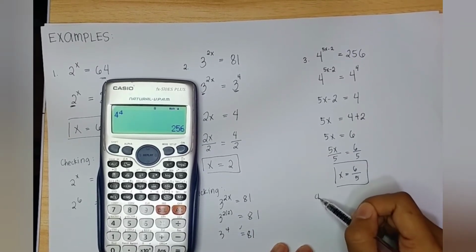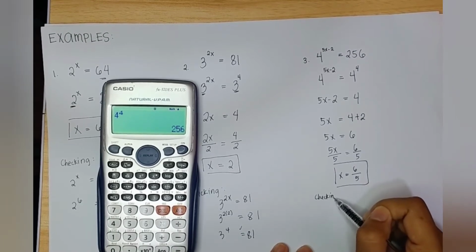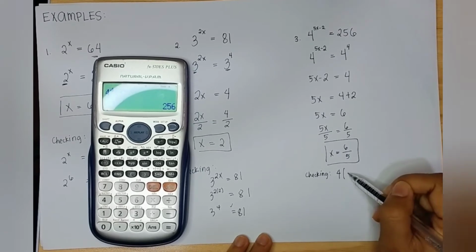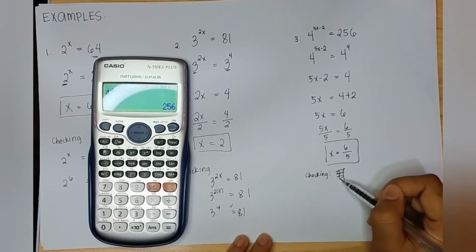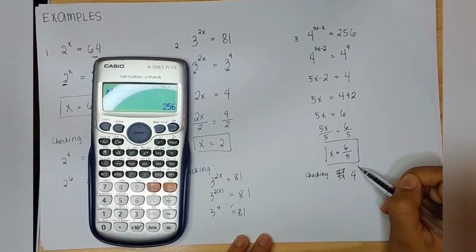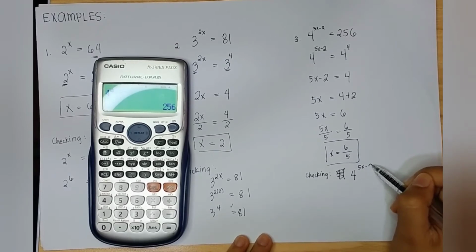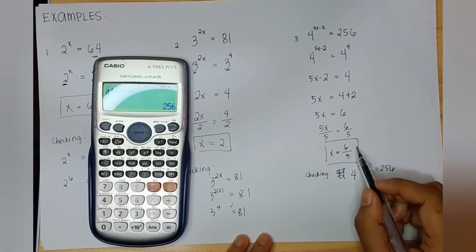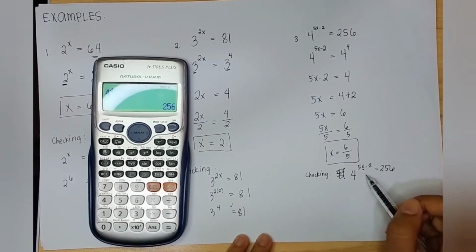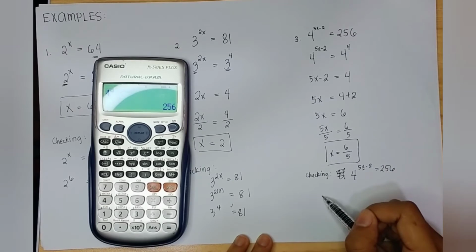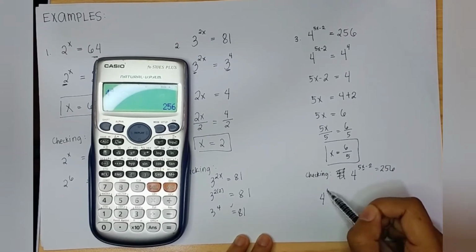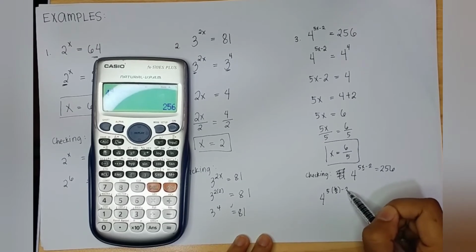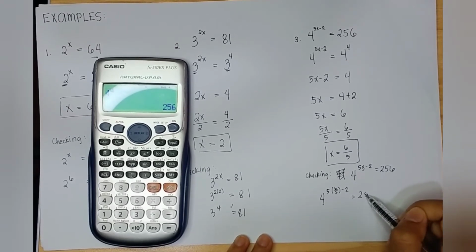So, checking tayo. Hindi natin pwedeng kalimutan yung checking. So, we have 4 raised to the power of 5x minus 2 is equal to 256. Yan yung given. So, itong x natin, ipalit natin dito sa value ng x natin. So, we have 5 times 6 over 5 minus 2 is equal to 256.